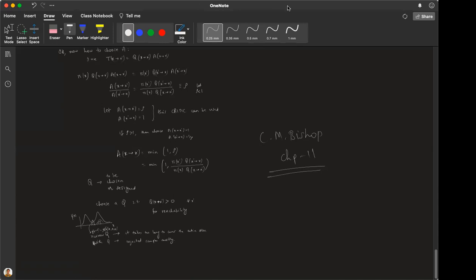Sir, in finding the acceptance A, we can choose any Q, right? If I choose Q to be symmetric, so that x dash to x and x to x dash are the same. Yes. Then all symmetric Qs will be equivalent, no matter how spread out it is or how thin it is.